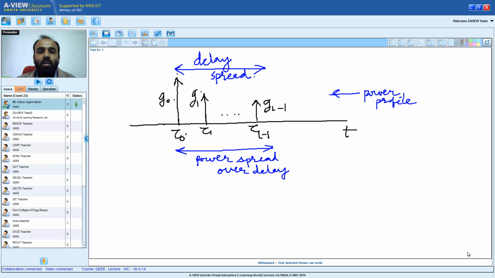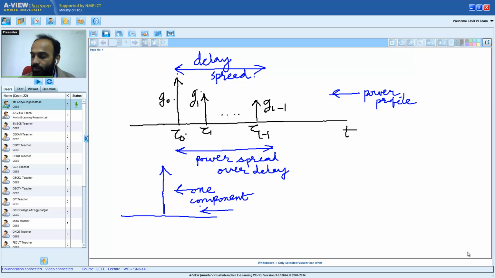What is the delay spread? What is the significance of delay spread? See, understand this concept of a delay spread. In a conventional communication channel, that is in a wireline communication system, there is no multipath propagation. So its power profile is simply going to look like this. That is only one component, right? Because there is no multipath propagation.